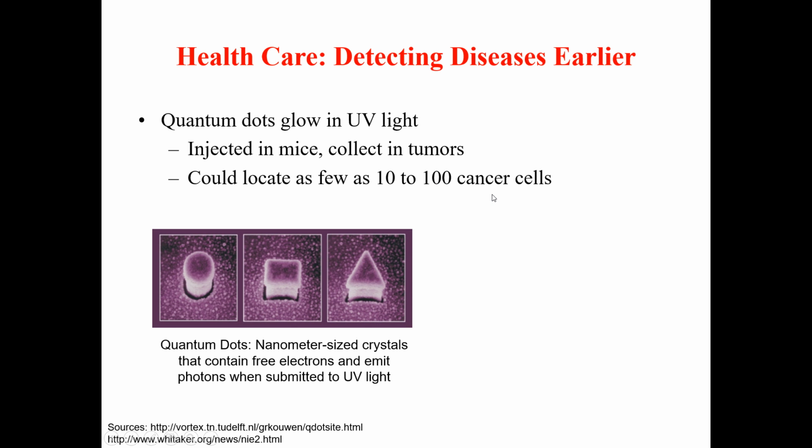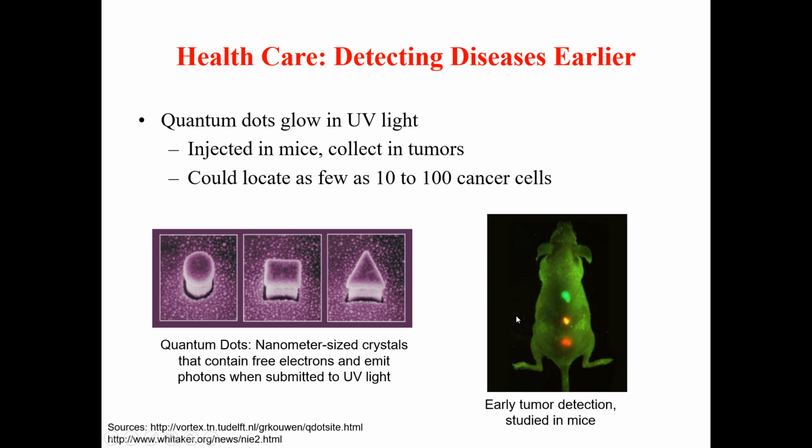So here you can see it. These are the particular quantum dots: nanometer-size crystals that can fill with electrons and emit photons when submitted to ultraviolet light. And here you can see that they're being injected into the mice. They're then automatically collected in the tumor cells. Once you put ultraviolet radiation on these quantum dots, they glow. This glowing gives the sense that here we have a tumor inside the body of the mice.